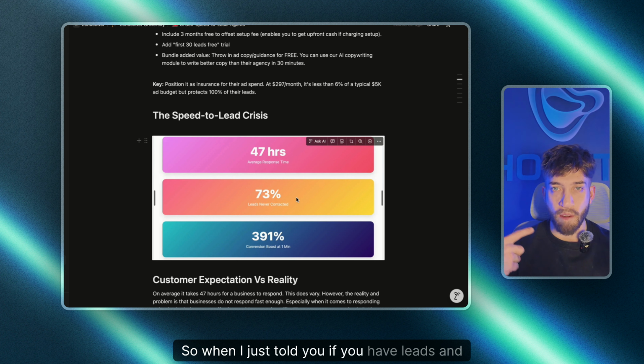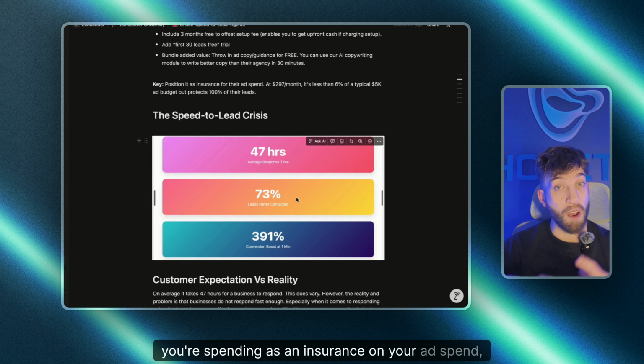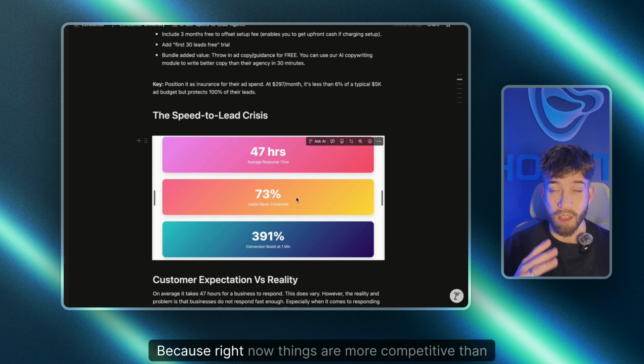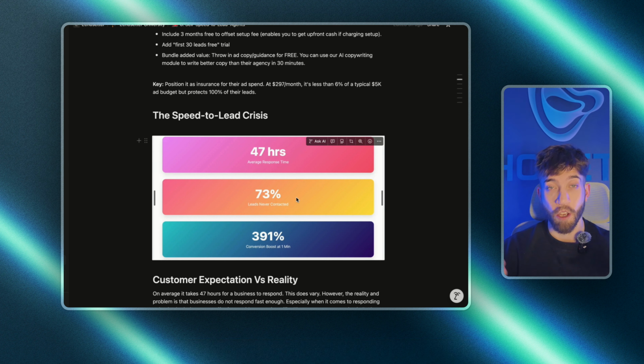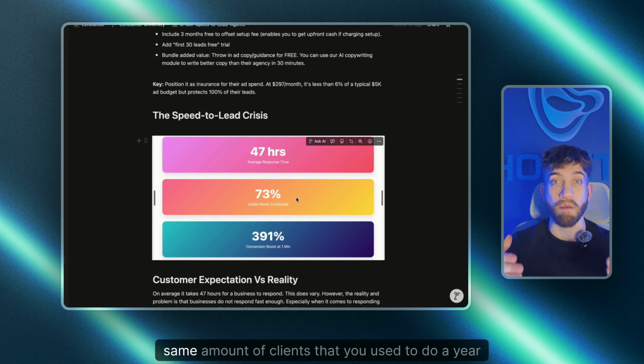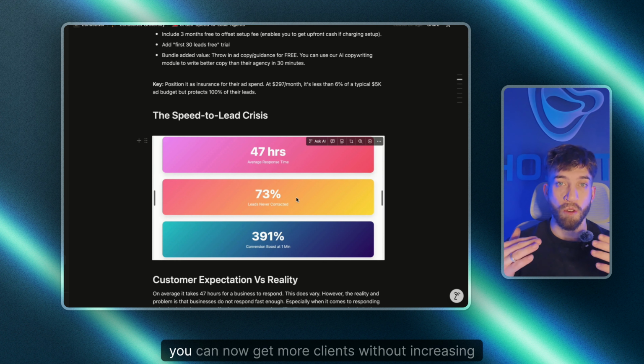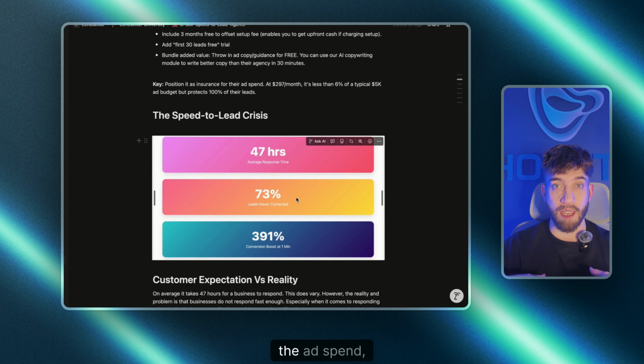So, as I just told you, if you're spending 5k a month on ads, treat it as insurance and protect that money, because right now things are more competitive than ever. You're having to increase the ad spend to get the same number of clients you used to get a year ago. How about instead of increasing your ad spend, you get more clients without increasing it, which is like a double win.